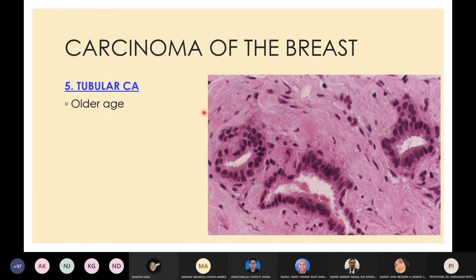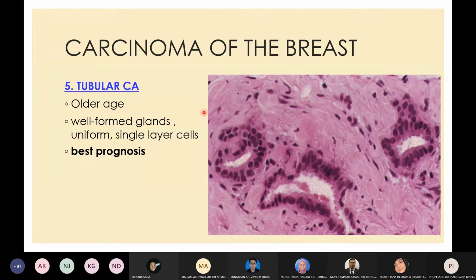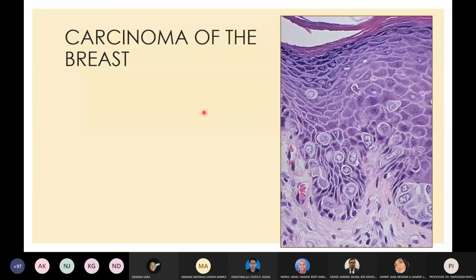The tumor is characteristically present in old age. They have a very good prognosis because the glands are nice looking actually, but they are invasive. That's why we call it carcinoma, and they have the best prognosis among the cancers of the breast. All right, so just one more. I will not talk about all the rarer ones.